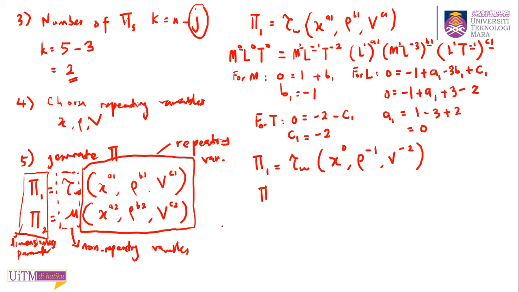So pi 1 will be equal to tau over rho v squared, because rho minus 1 over rho and v over v squared, so v minus 2, so v over v squared. So this is pi 1. Okay, so you have 2 pi, so you need to do the same for the second pi.